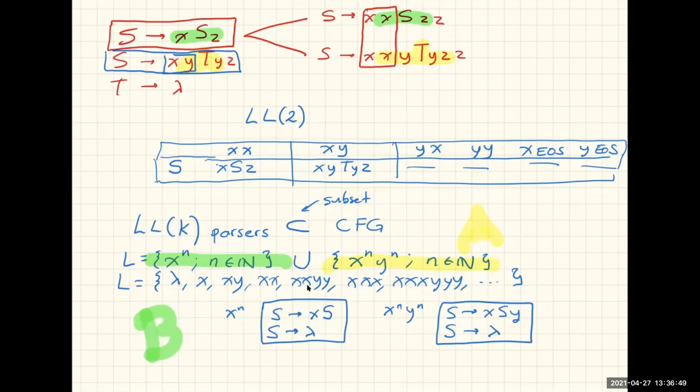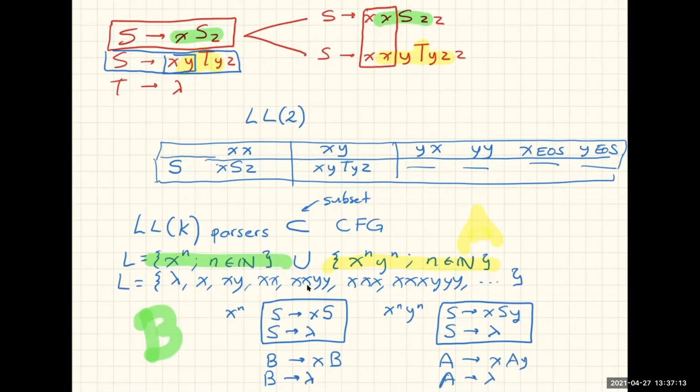Well, first of all, the S of this part should be changed into a different letter. Let's say B: XB, and then B goes to lambda. And the second one will be A. It can be another letter, of course, but we choose to make it A: XAY, and then A goes to lambda.